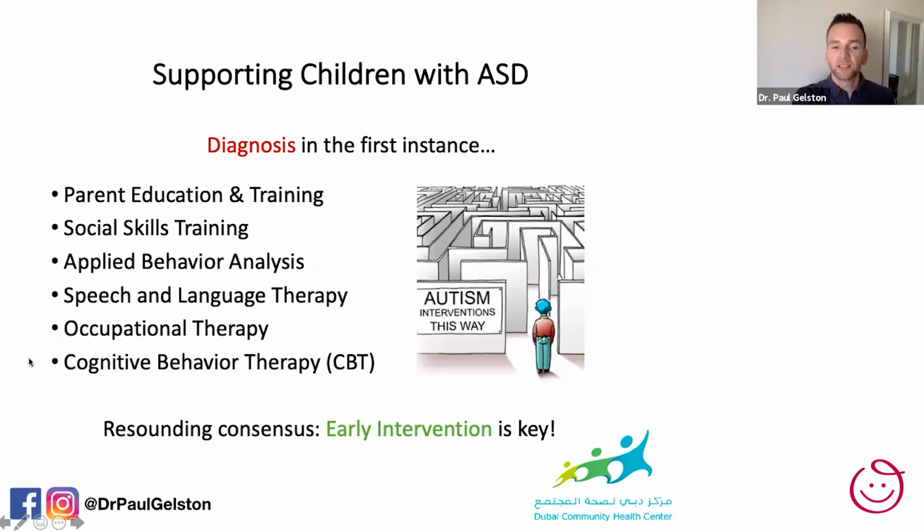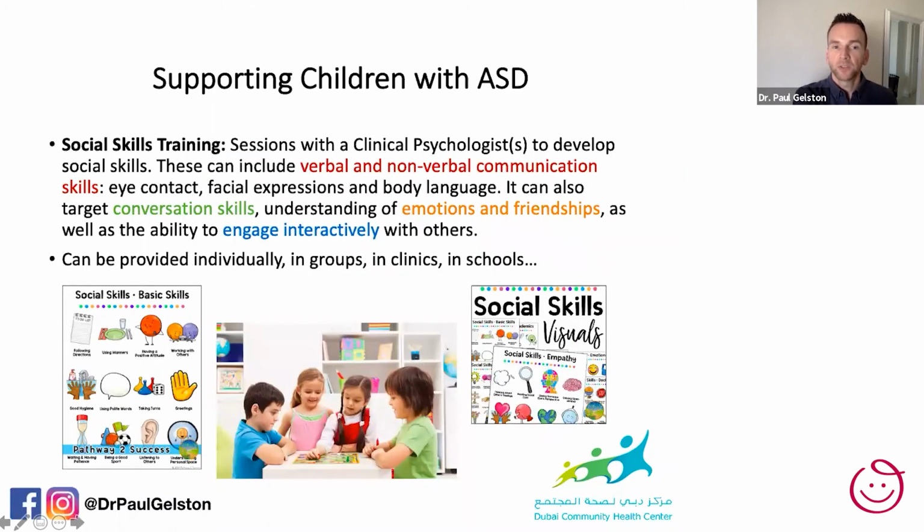But really the consensus from any research about ASD is the importance of early intervention and how that really has to be prioritised. So the earlier we can intervene with children with an ASD diagnosis, the greater their outcomes are likely to be. So I just want to talk you through some examples of the interventions that are there.